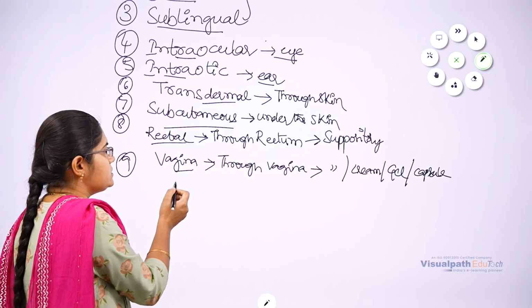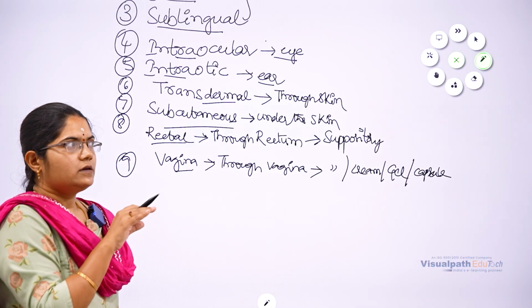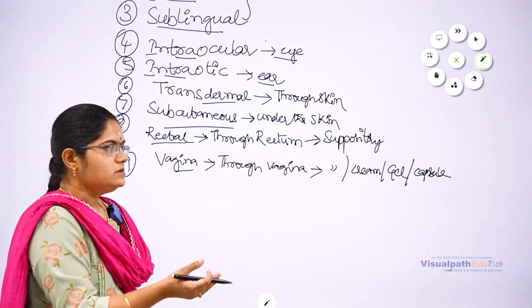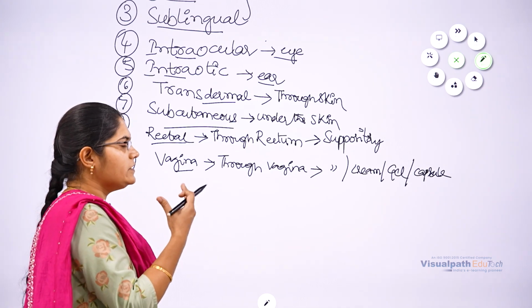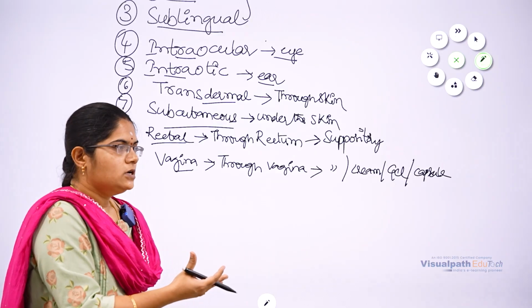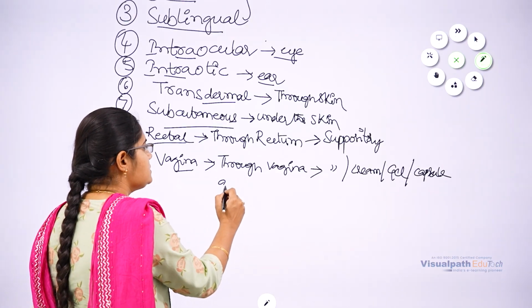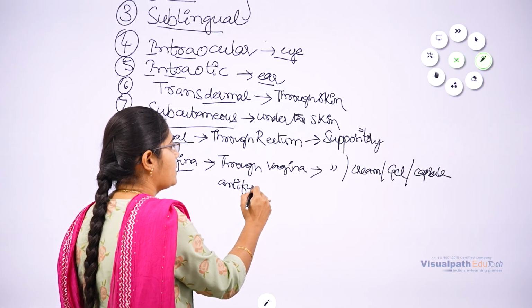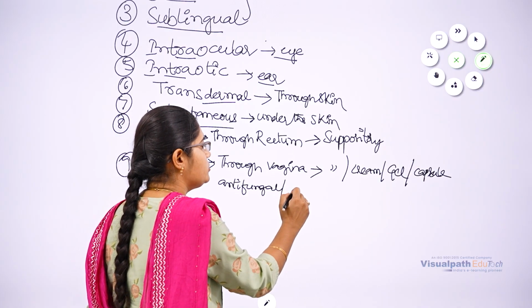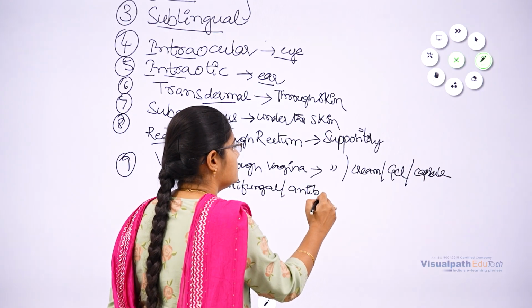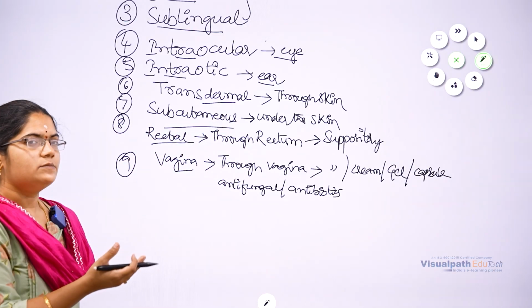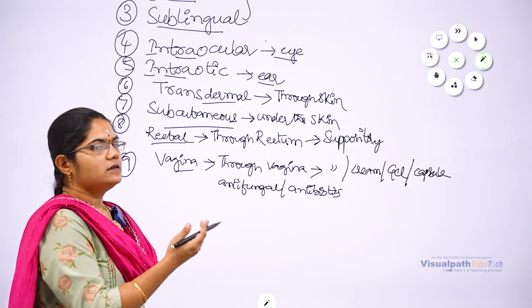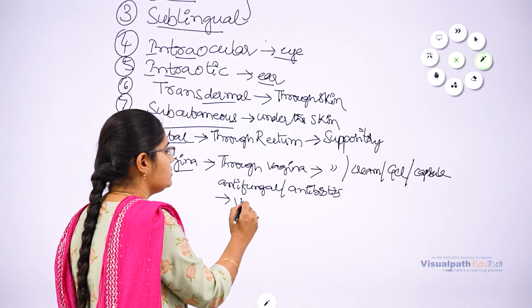This vaginal route is a very painless route of drug administration, and the drug will enter directly into the bloodstream, so the effect of the drug will be very quick. Mostly antifungal drugs and antibiotics will be administered through the vaginal route to treat infections, and conditions like vaginal dryness, atrophy, etc.